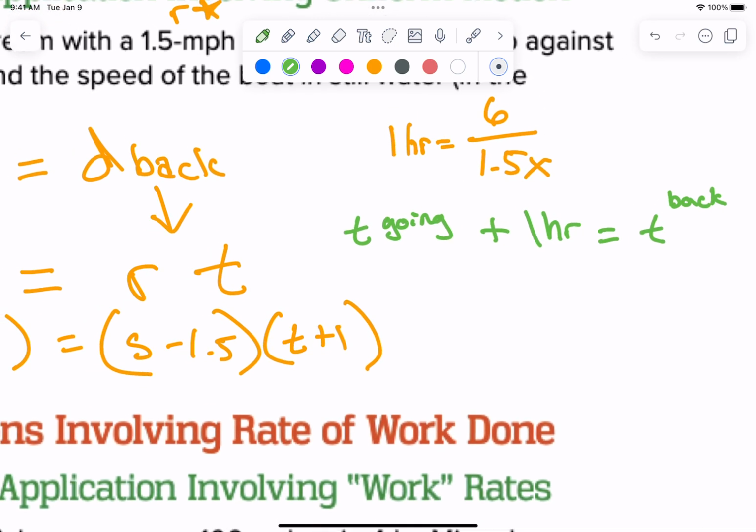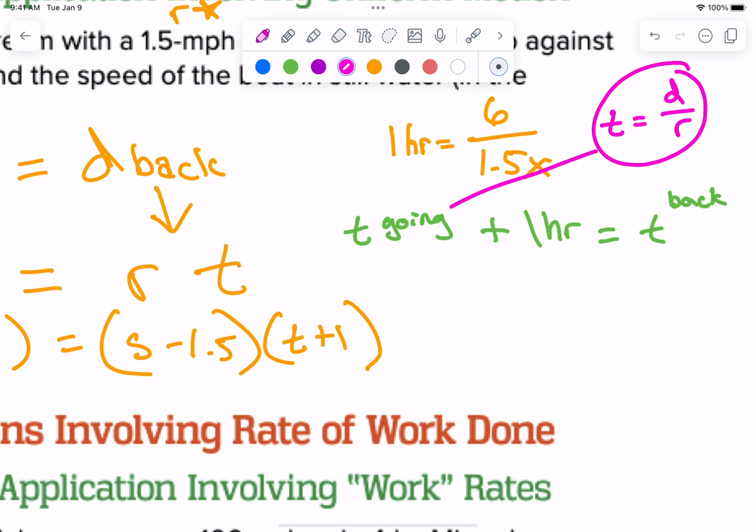Now, how do you find time going? Well, what's time? Time is distance divided by rate. So if time is distance divided by rate, the distance is 6, and the rate going is with the current, so that's my speed plus 1.5.